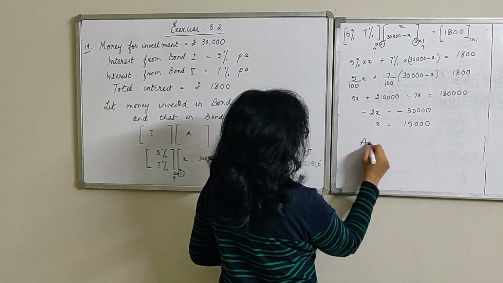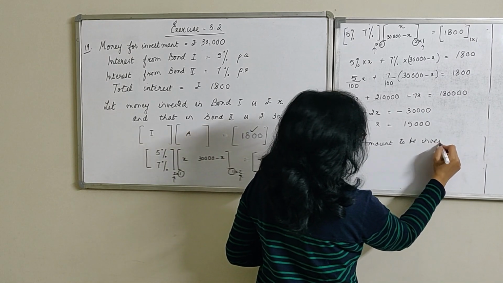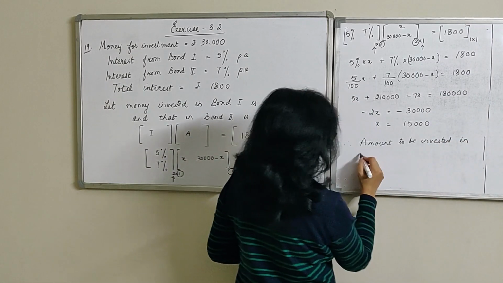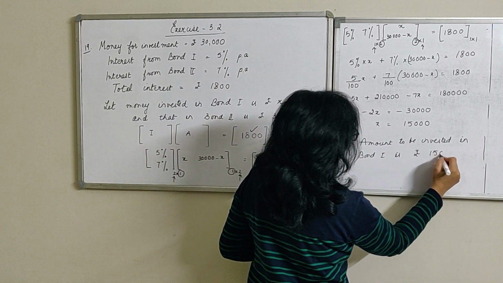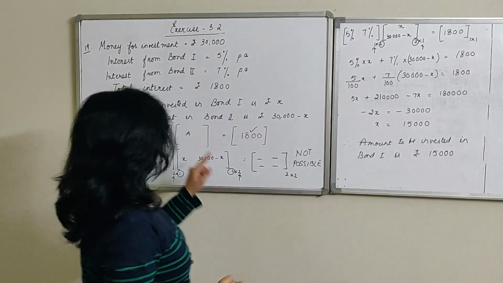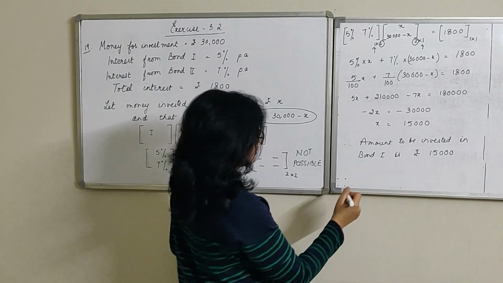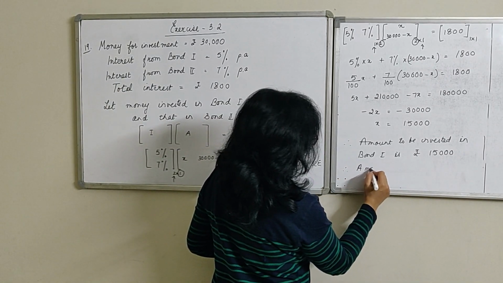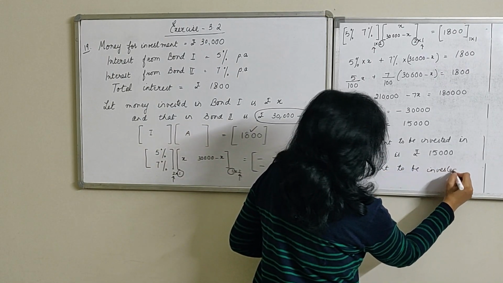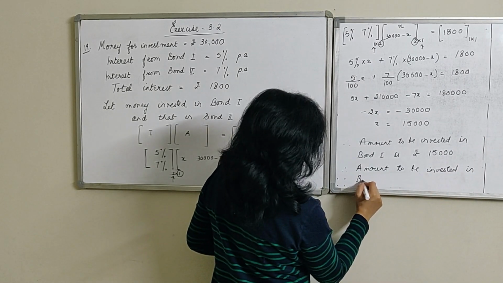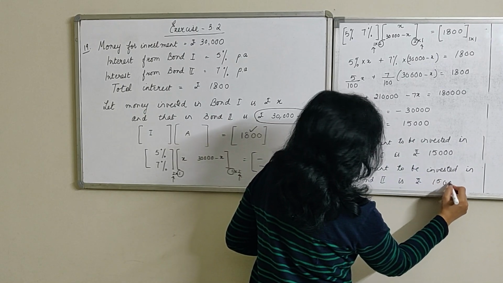That means the amount to be invested in the first bond is rupees 15,000, and the amount deposited in the second bond is rupees 30,000 minus x. So the amount to be invested in bond 2 is also rupees 15,000.